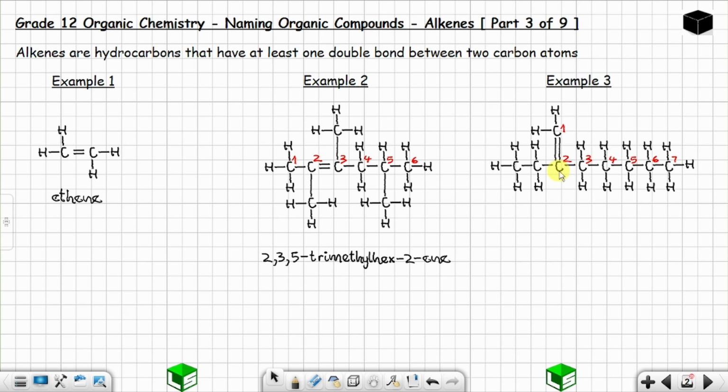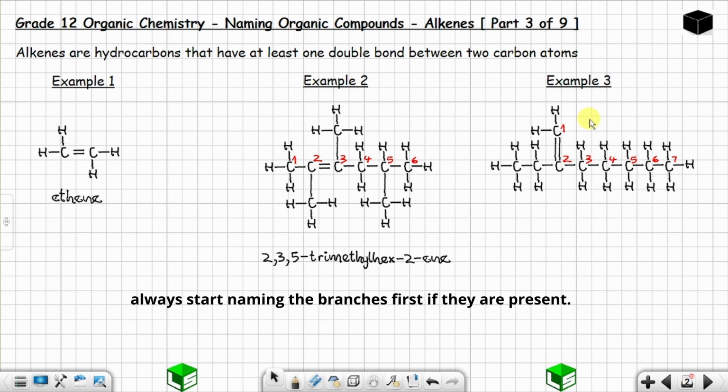Okay, your parent chain is this one, made up of 7 carbon atoms, right? This is the parent chain, and this is the branch, made up of 2 carbon atoms. Okay, now let's name this organic compound. We are going to start naming the branch first.